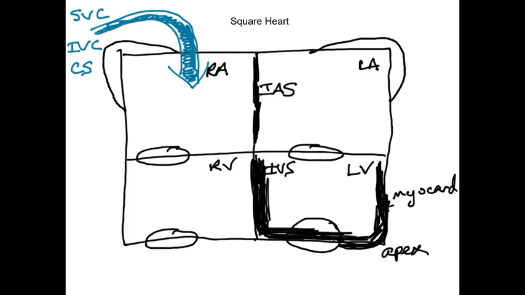So the blood is now in the right atrium. The blood is going to come in, and the right atrium is going to squeeze, contract, and that's going to force this blue blood down through the right atrioventricular valve. So this valve, we can put a couple names on it. This is the right atrioventricular valve, or remember, this is the tricuspid valve.